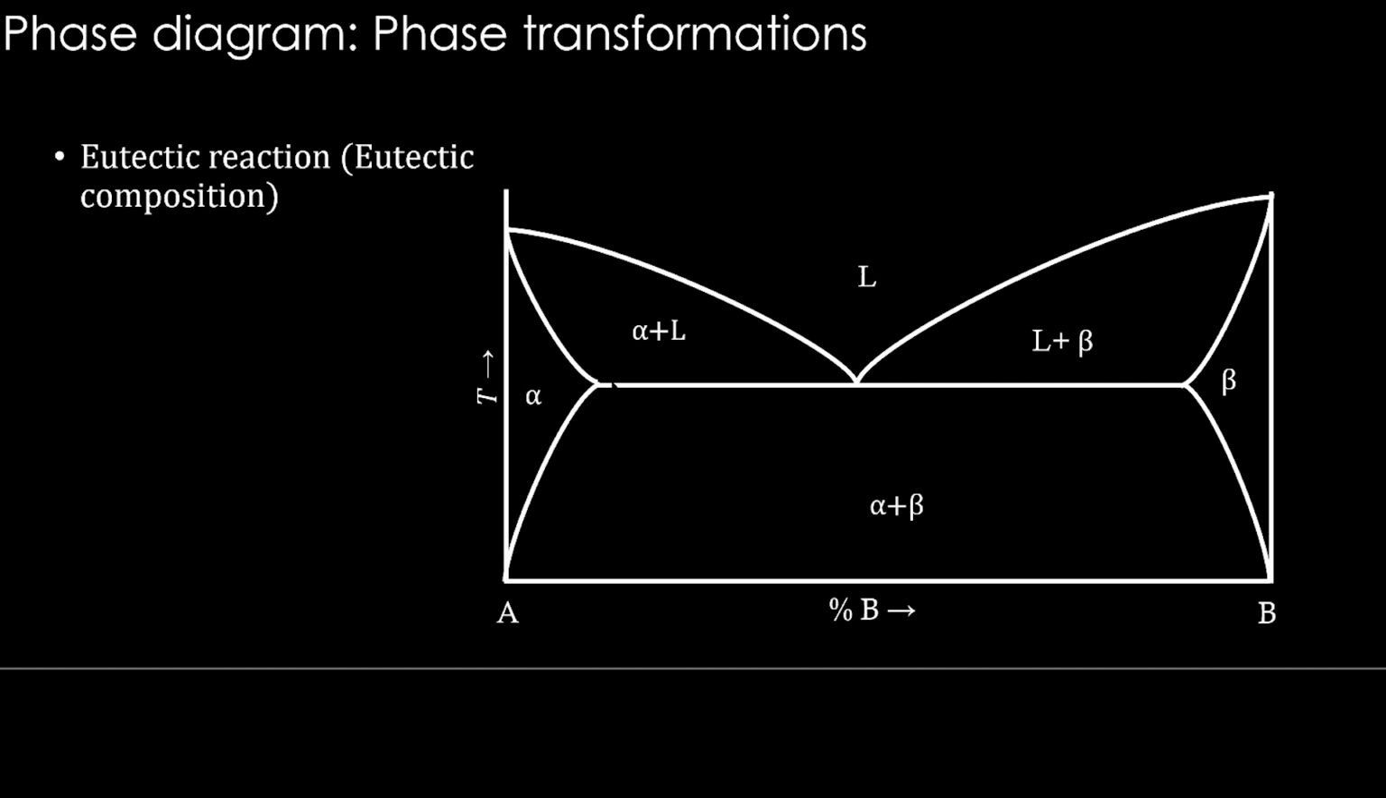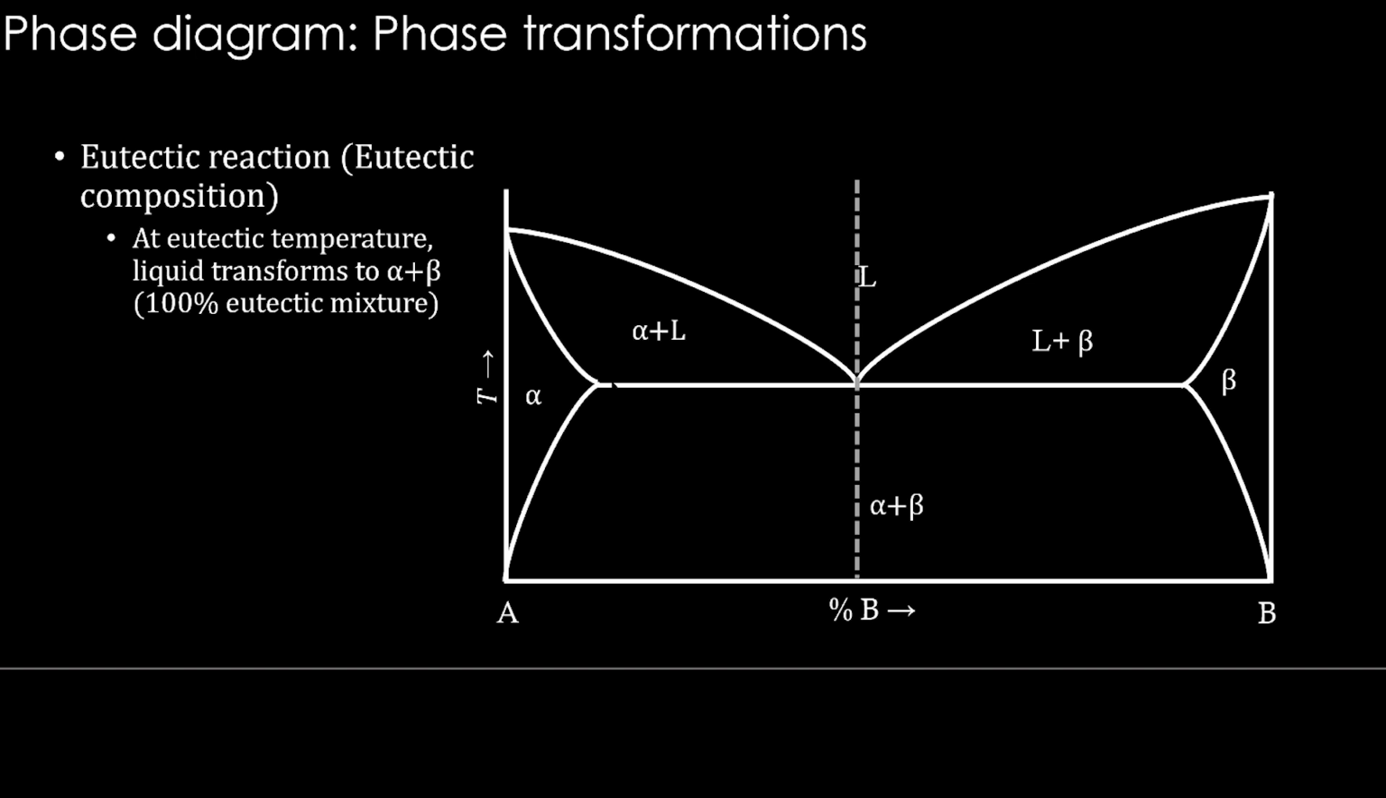Exactly at the eutectic composition, what happens? If this is our overall composition, it will be completely liquid until the eutectic temperature. At the eutectic temperature, the liquid transforms to alpha plus beta, that is 100% eutectic mixture. There is no pro-eutectic phase in this case.